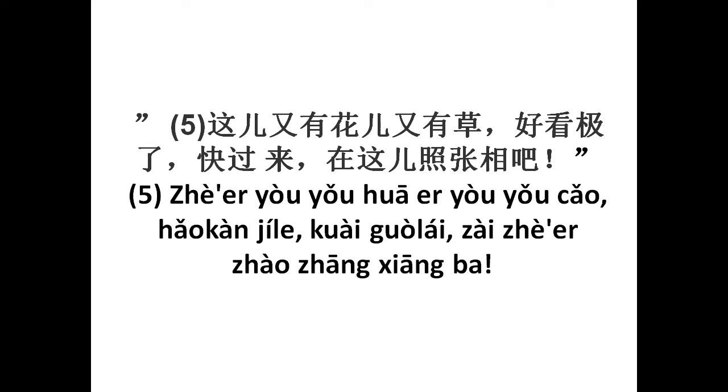这儿有花儿有草，好看极了，快过来，在这儿找长相吧. Here there are flowers and also there is grass. 好看极了, extremely good looking. 快过来, come quickly, 在这儿找长相吧. Take a picture here. So there is a lot of grass and flowers here. Come quickly, let us take a picture here. So here we have to put the word for we. It should be woman.